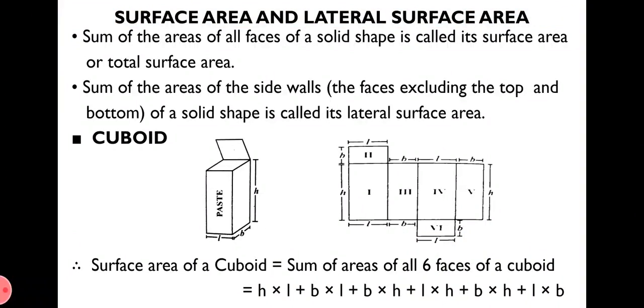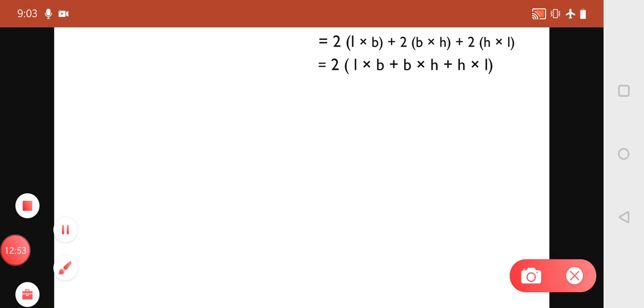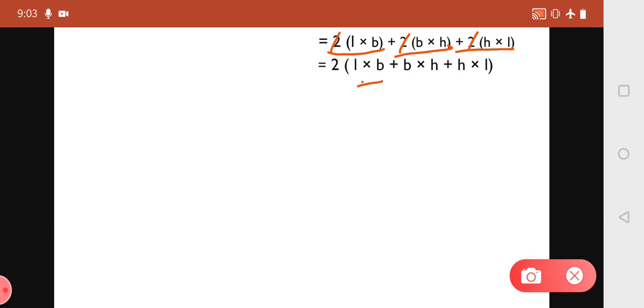So further solving, we get twice length into breadth plus twice breadth into height plus twice height into length. Now 2 is common from all the 3 terms. From this term we get 2, from this term 2, and from this term 2. So we take 2 common, and we get 2 into length into breadth plus breadth into height plus height into length.